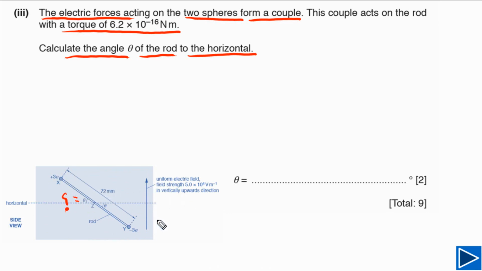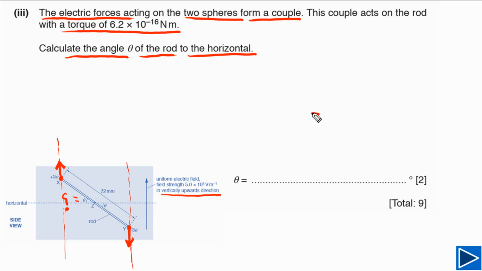For this question, it is given to us that electric field is vertically upwards, so the force on this sphere will be vertically downwards because this is negative, and the force on this sphere will be vertically upwards because this sphere is positively charged. So these are two forces, and we can also draw the line of action of these forces. This is the line of action of force on positive charge, and this is line of action of force on negative charge when they are placed in this uniform electric field.